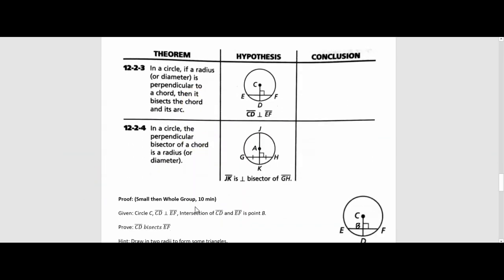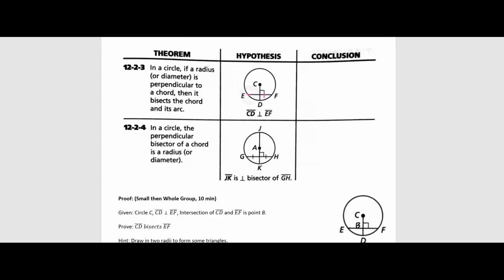A couple more theorems. A lot jam-packed into these lessons. First theorem: in a circle, if a radius or diameter is perpendicular to a chord, then it bisects the chord and its arc. So if I have a radius perpendicular to a chord, in this case radius CD perpendicular to EF, well that's going to split EF in 2 equal pieces. That's what bisect means.